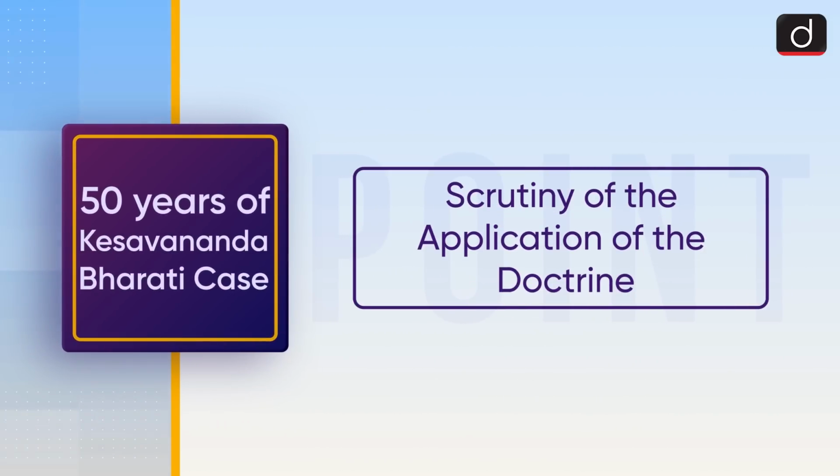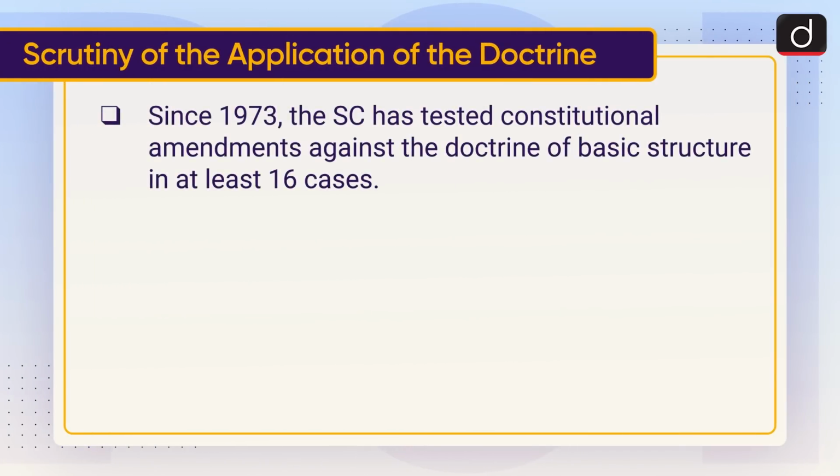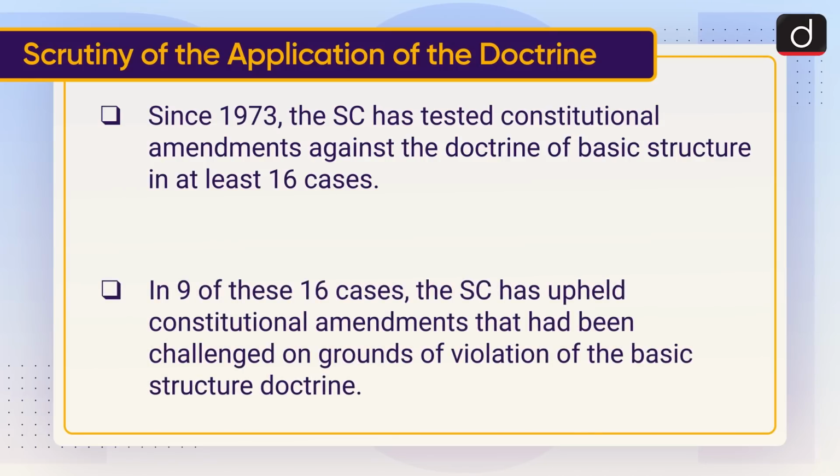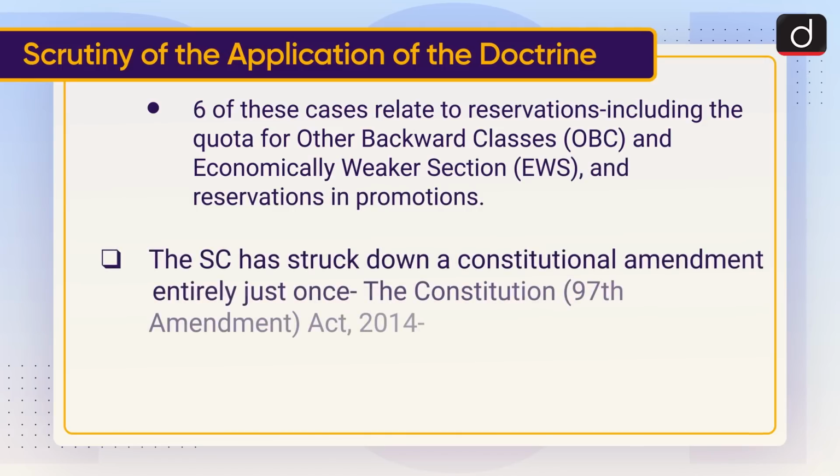Now let's have a look at the scrutiny of the application of the doctrine. Since 1973, the SC has tested constitutional amendments against the doctrine of basic structure in at least 16 cases. In 9 of these 16 cases, the SC has upheld constitutional amendments that had been challenged on grounds of violation of the basic structure doctrine. 6 of these cases relate to reservations, including the quota for other backward classes and economically weaker sections, and reservations in promotions. The SC has struck down a constitutional amendment entirely just once, the Constitution 99th Amendment Act 2014.